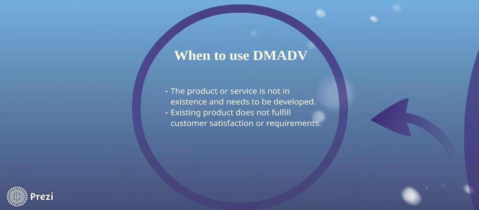You may be wondering when to use DMADV. Even though the DMADV and DMAIC approaches seem to be very much similar, both are implemented at different stages and as per requirements of the organization. DMADV is focused on the needs and satisfaction of the customer by improvement of new processes or products. You can use DMADV when the product or service is not in existence and needs to be developed, or when existing products don't fulfill customer satisfaction or requirements.